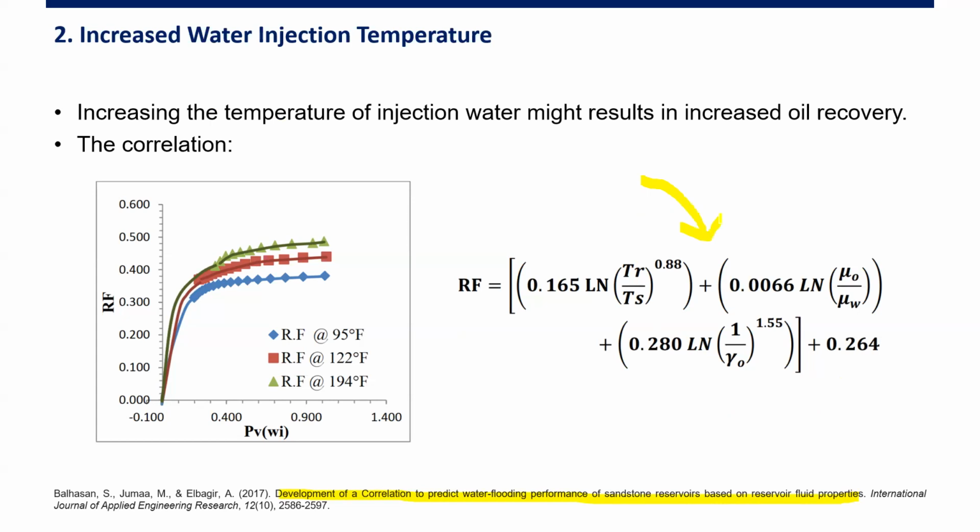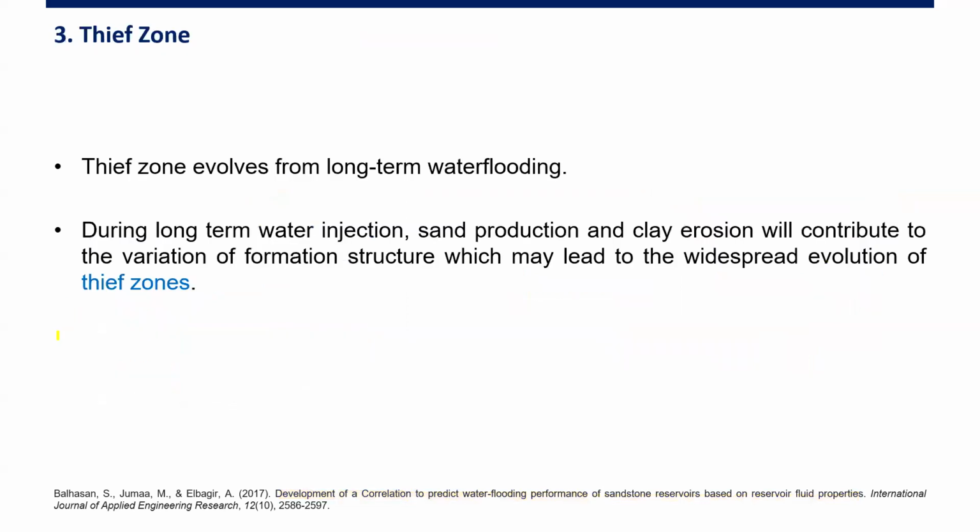You just need to know the surface temperature, the reservoir temperature, specific gravity, and then of course the viscosity ratio. Okay, so if you know all of those parameters, you can use this simple calculation to estimate the recovery factor. And this is the results. You can see that by increasing the temperature from 95 to 194, you have improved recovery factor. So this is the second point, which is very interesting, right? And important.